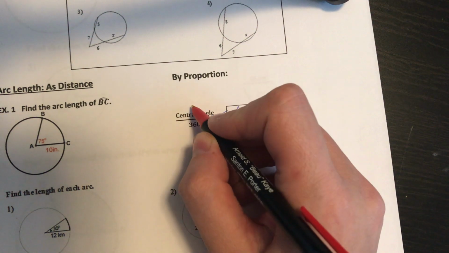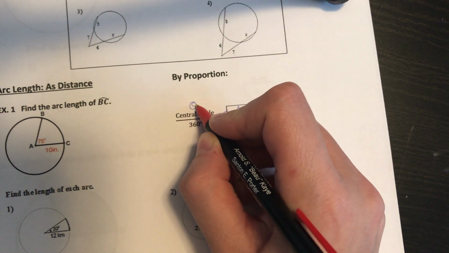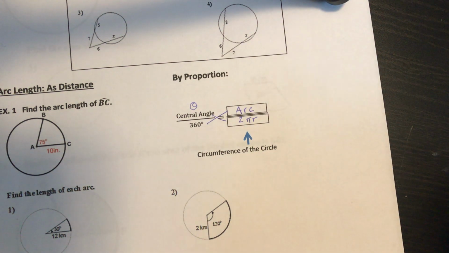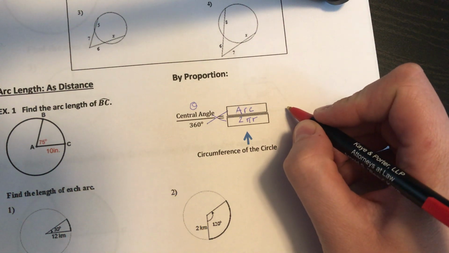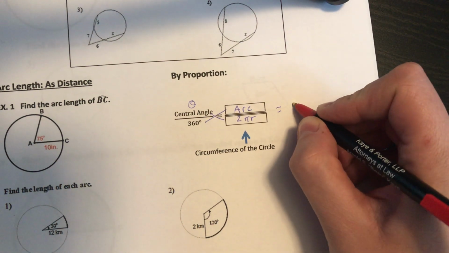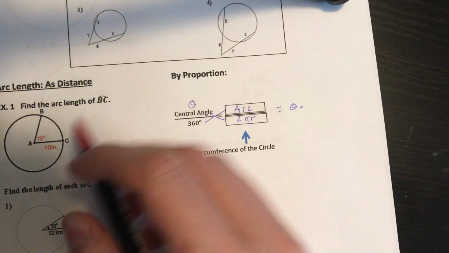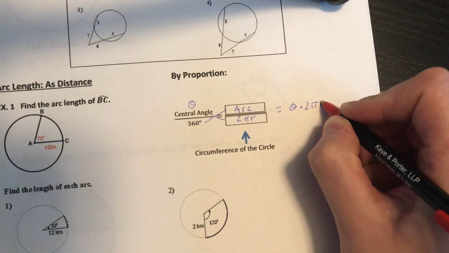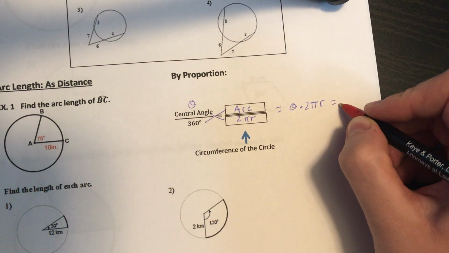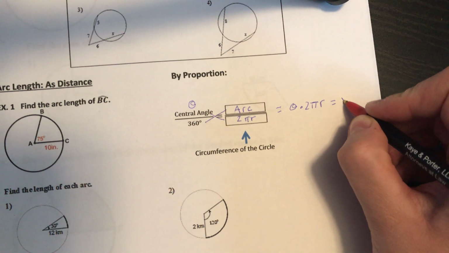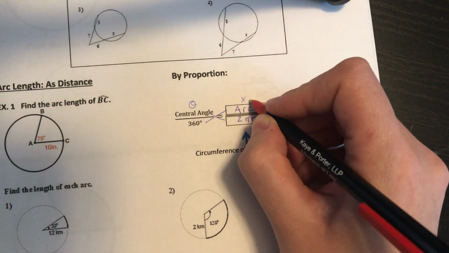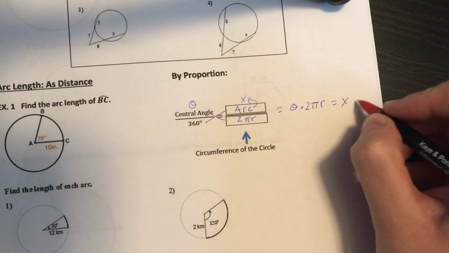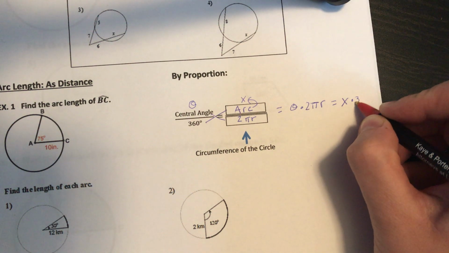I'm going to call this central angle something we've used before, which is theta, a variable for angles that we're trying to find. If we cross multiply, this would equal theta, the 75 when we plug it in, times 2 pi r, equals my arc length, which I'm going to call x, because that's what we're trying to find, times 360.